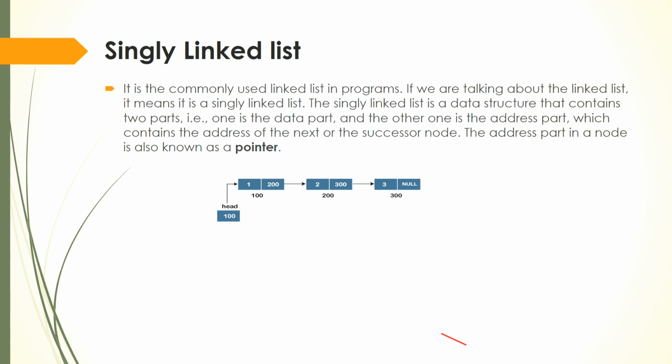The pointer that holds the address of the initial node is known as the head pointer. The linked list which is shown in the diagram is known as a singly linked list, as it contains only a single link, right? You can see. So in this list only forward traversal is possible. We cannot traverse in the backward direction as it has only one link in the list, right?